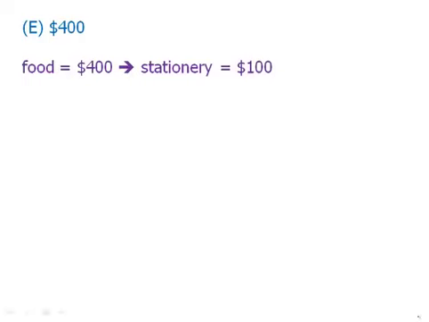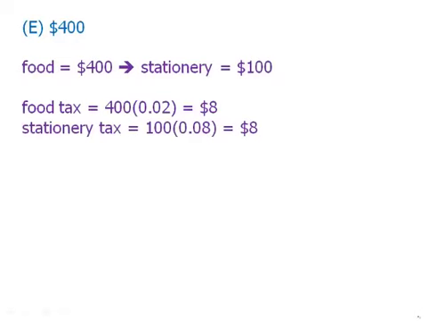So another round, we could pick either D or E. I'm just going to pick E because it's divisible by 100. It's just slightly more convenient, so that's the only reason I'm going to pick it. Let's say E is the answer. Well, that means that food costs $400, so stationery costs $100. The food tax, 2% of $400 is $8.